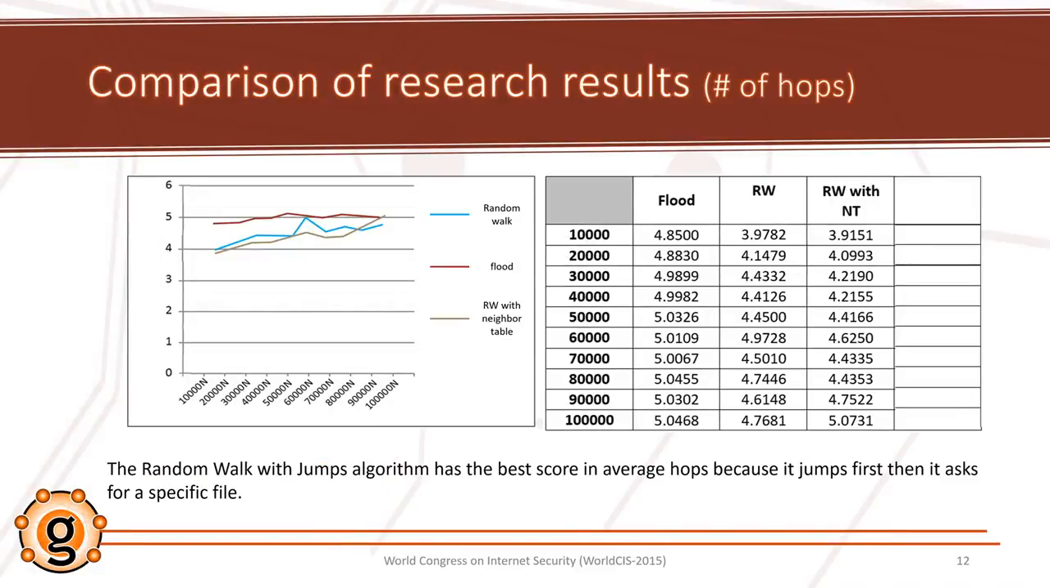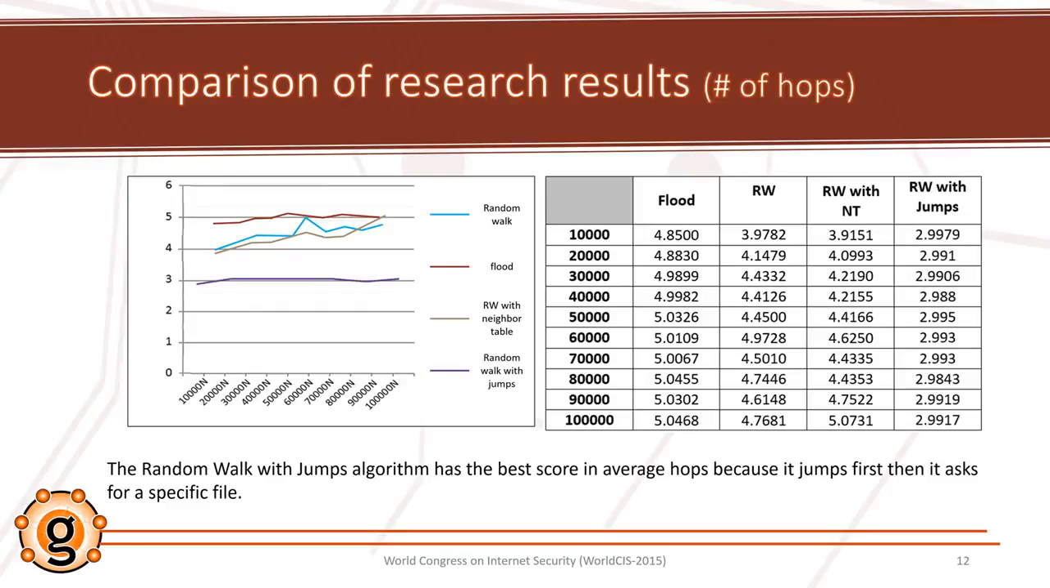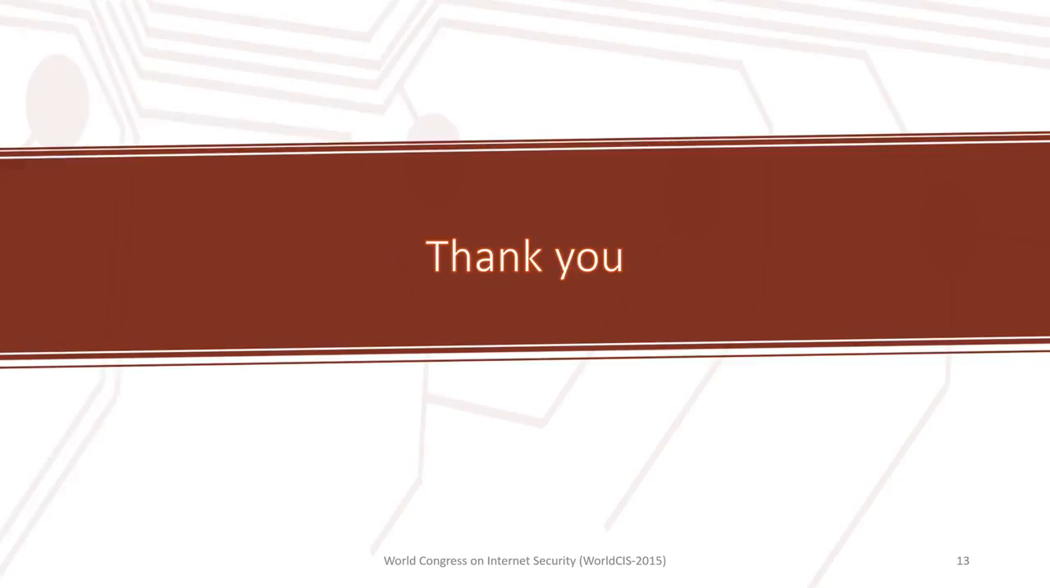About the average number of hops, as you see in this figure, the random walk with jumps algorithm has the best score in average hops because it jumps first, then asks for a specific file. Because the internet is a wide network, jumping first makes it easier to find the file. This method beats the best values of the 3 methods, which are the number of failures as in flooding and the average hops as in random walk and random walk with neighbors table.